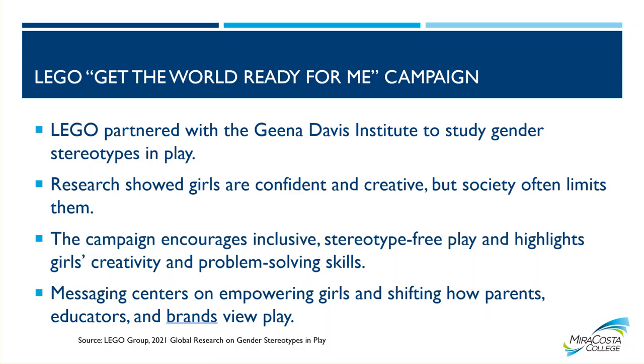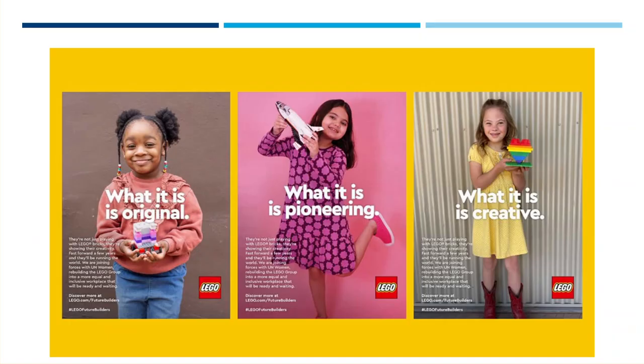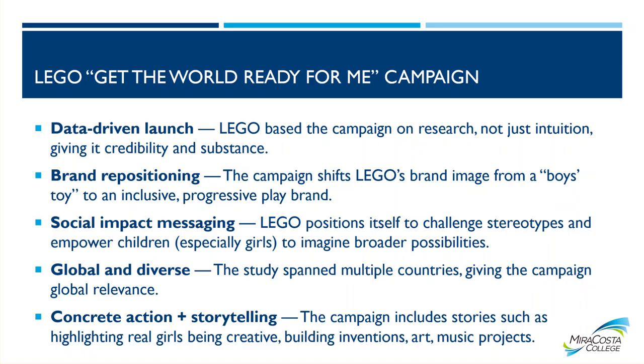Here is an example, Lego's Get the World Ready for Me campaign. Lego partnered with the Geena Davis Institute to study gender stereotypes in play. Research showed girls are confident and creative, but society often limits them. The campaign encourages inclusive, stereotype-free play and highlights girls' creativity and problem-solving skills. Messaging centers on empowering girls and shifting how parents, educators, and brands view play. So here are some examples: what is original, what is pioneering, what is creative. So cool, really cool campaign that Lego did.